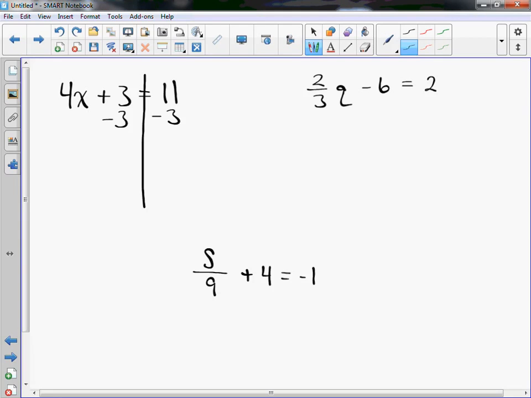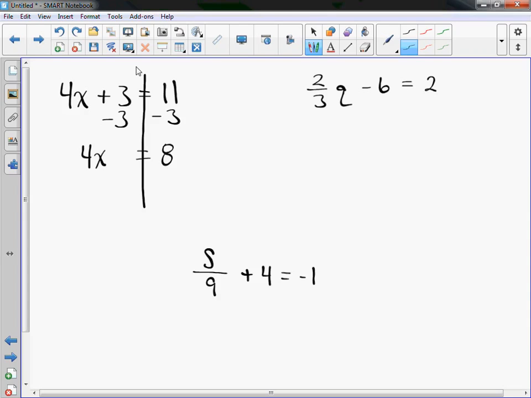Okay, and then we'll just move on down here. 4x is 4x. There's nothing to combine it with. And then 3 minus 3 is 0. So I'm not even going to write that down. Okay, because 4x plus 0 is still just 4x, so we don't need that step written in there. 11 minus 3 is 8. And now it looks like a single-step equation that I did in a previous video.